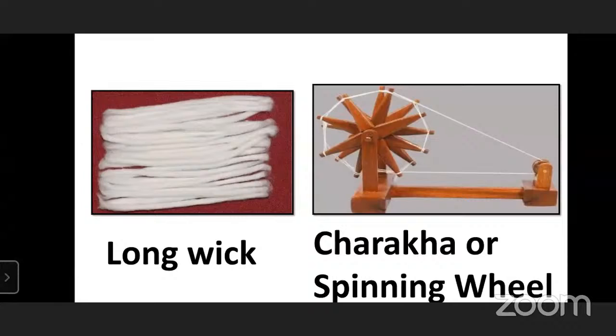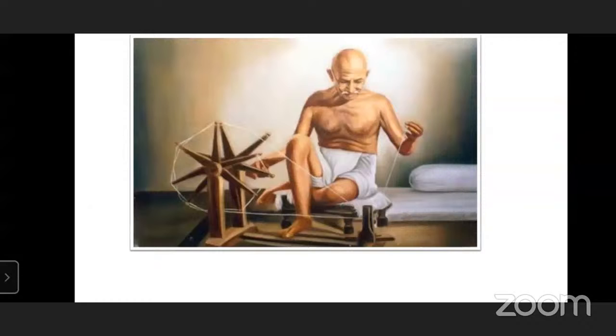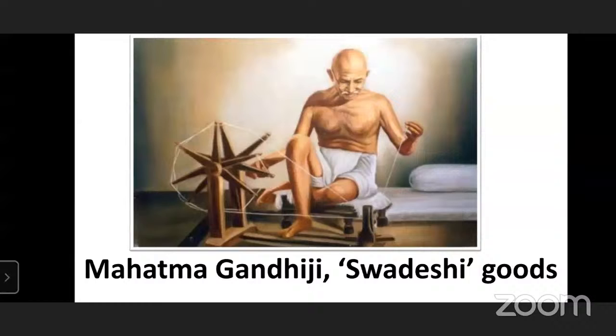Okay, when machines were not there at that time, the cotton thread was made in this way by using a charkha. The famous person, can you tell me who used this charkha? Can anybody guess? Very good. It is related to Mahatma Gandhi ji. What he did, Mahatma Gandhi ji, he used this charkha to make thread. And then he used those clothes for himself.